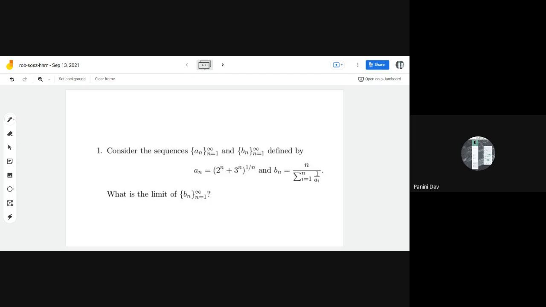Hello everyone. So today we will be discussing TIFR 2020's first problem, the IPhD exam's first problem, and this problem requires a little bit of the Stolz-Cesaro theorem, which we will see eventually. Here, as you can see, we have this sequence An and the sequence Bn, and I have to find out the limit of my Bn.